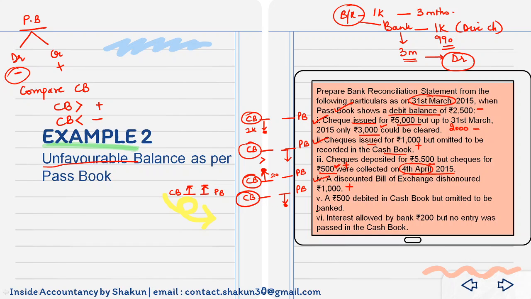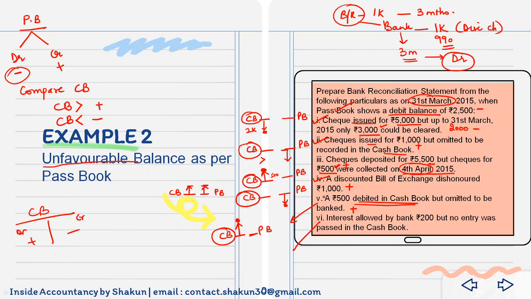Moving to the next transaction, again, cash book balance and passbook balance. A 500 debited in cash book but omitted to be banked. Now debited in cash book, how do I know it's a plus or a minus? I should know that cash book debit side means plus and credit side means minus. Debit means receipts. So a 500 debited in cash book means the cash book was increased by 500, but omitted to be banked means the passbook was not increased. So cash book is greater than the passbook. So this should be a plus item.